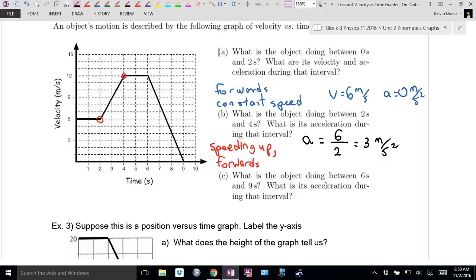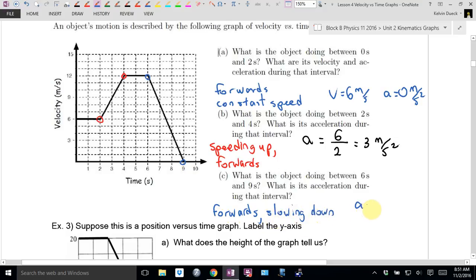What's the object doing between 6 seconds and 9 seconds? So there's 6 and there's 9. A lot of kids will say going backwards. Not. What's he doing? You're right, Jason. Slowing down. Still going forwards because we're above the x-axis, and on a velocity versus time graph, your height is your velocity. So still going forwards, slowing down. What's the acceleration?